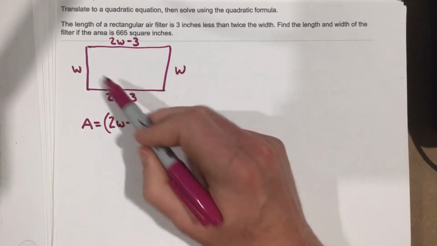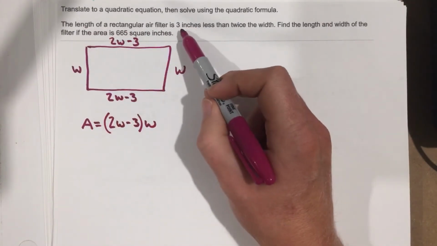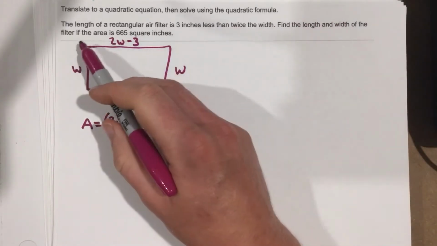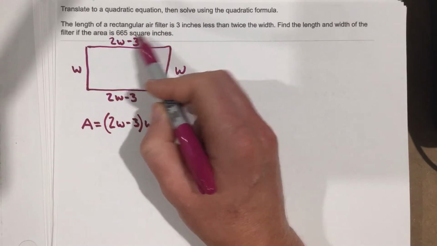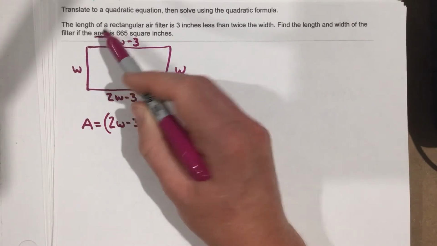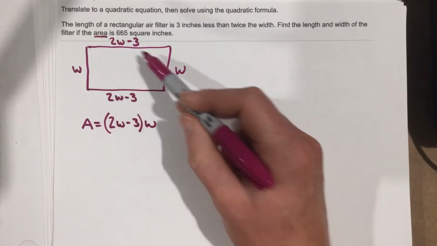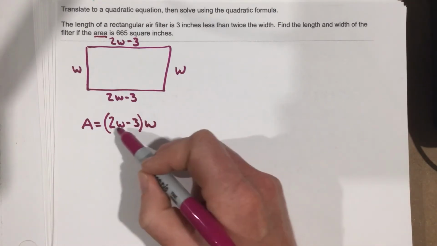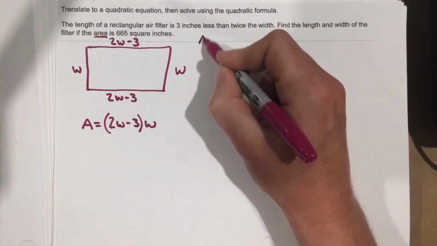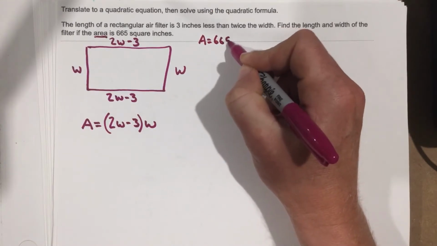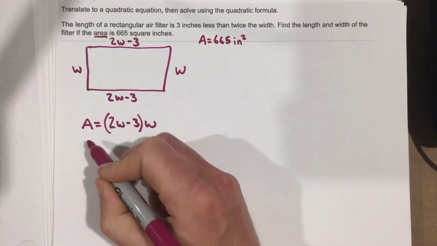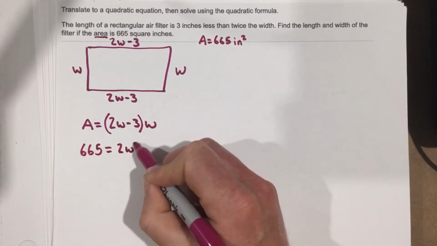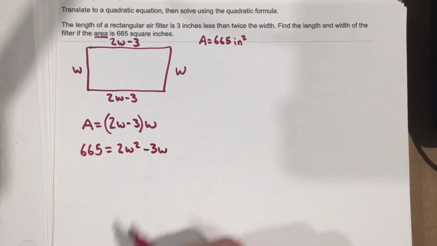Okay, so we drew the rectangle. We took the length, what they told us, which was 3 inches less than twice the width. We wrote that in there. Then they say find the length and width of the filter if the area is 665 square inches. So they said the word area, meaning we need to make an area equation for this rectangle. Well, that's just length times width. So we did the length times the width, and now all we have to do is distribute the w and throw in the area is 665 inches squared. So we end up with 665 equals 2w squared minus 3w when we distribute.